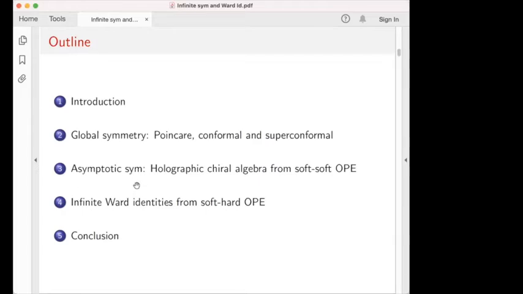For the asymptotic symmetries, instead of the traditional way of analyzing them from the bulk, I will use celestial holography. More precisely, I will derive an infinite dimensional symmetry algebra from celestial conformal field theory. This algebra is called the holographic chiral algebra, arising from the soft sector of the operator product expansion. I will also derive the infinite Ward identities associated with this infinite dimensional symmetry algebra. And finally, I will conclude.